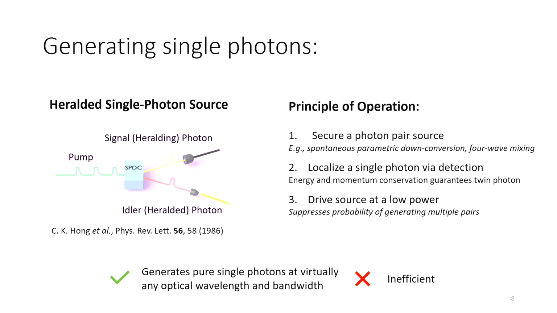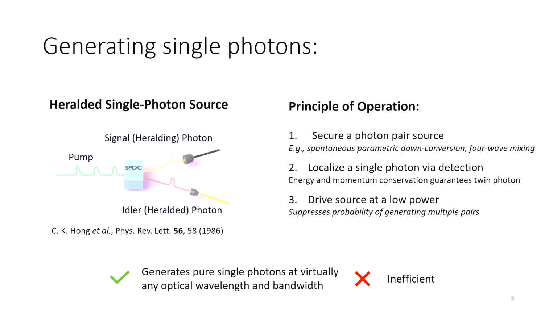So, how do we generate single photons? One common approach is the heralded single photon source. The principle of operation is quite simple. First, we secure a photon pair source using, for example, spontaneous parametric down conversion or four-wave mixing. With this, we can make a photon pair and detect one of the two members of the pair in order to localize the second photon, which can be used for further applications.